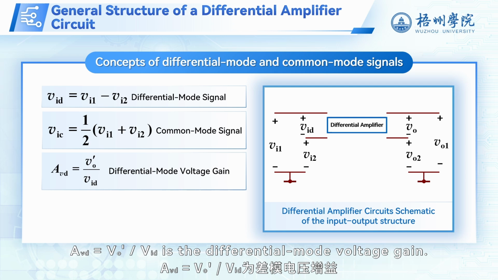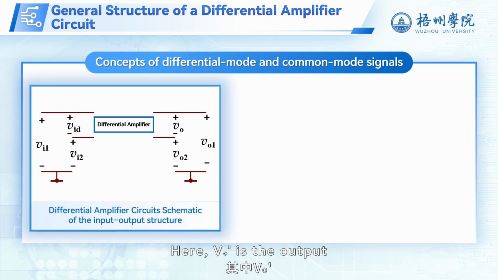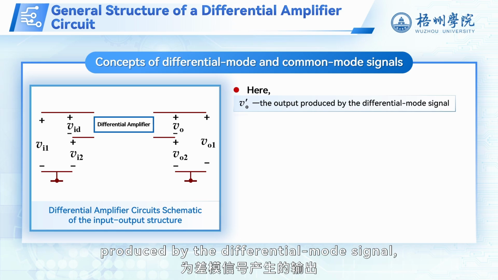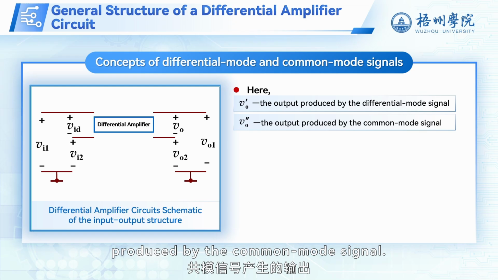A_VD equals VO prime divided by V_ID. This is the differential mode voltage gain. A_VC equals VO prime divided by V_IC. This is the common mode voltage gain. Here, VO prime is the output produced by the differential mode signal, and VO double prime is the output produced by the common mode signal.